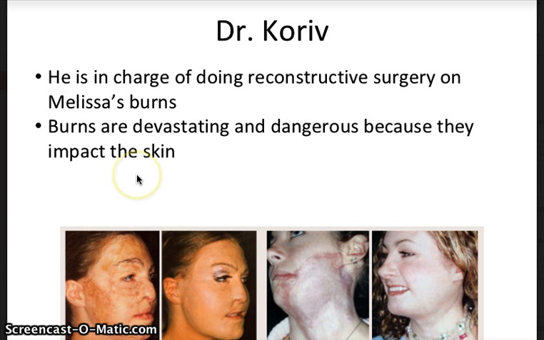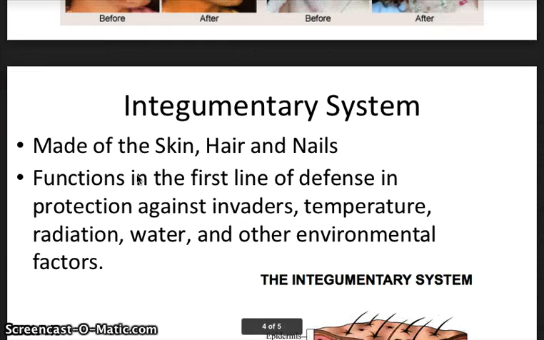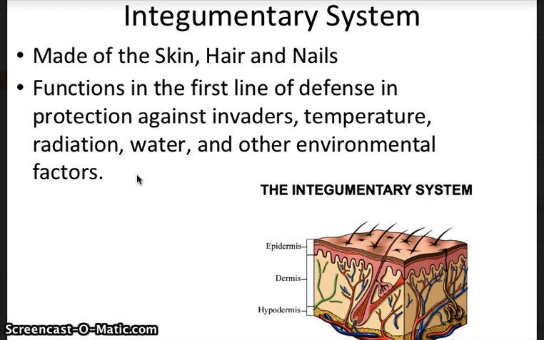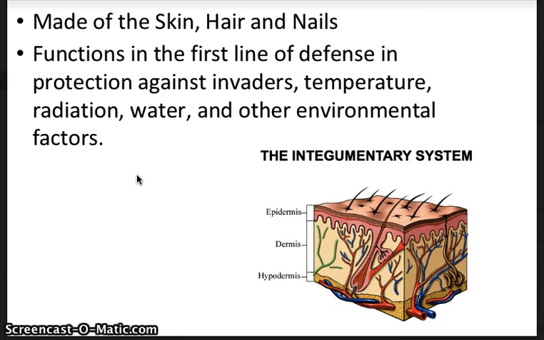But the first thing we have to know is about the skin and the integumentary system. The integumentary system is made up of skin, hair, and nails. We'll talk a little bit about skin and hair, but not nails in this one. It offers the first line of defense and protection against invaders. Remember, we talked about that in PBS. Temperature, radiation, water, and other environmental factors. It helps us retain water and moisture. It also releases water and moisture, helps us maintain our temperature, and protects us against UV radiation.